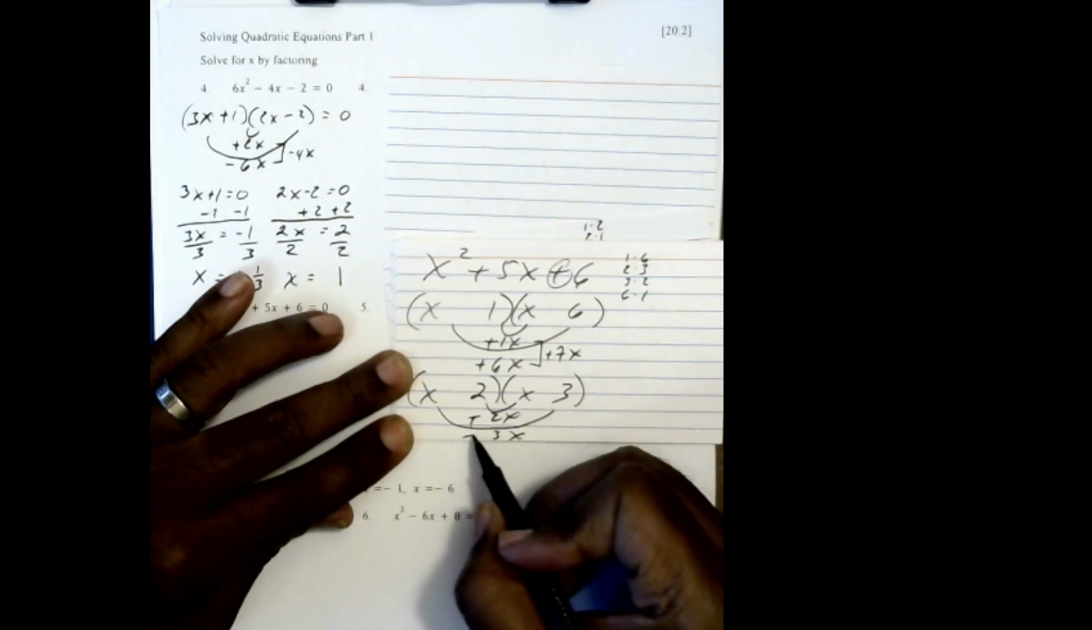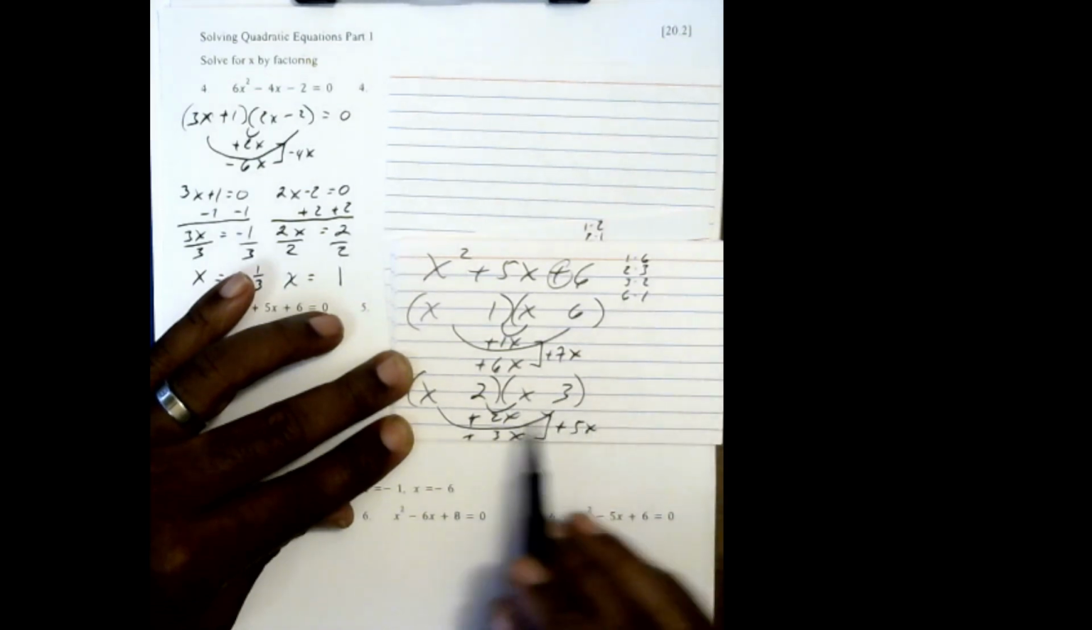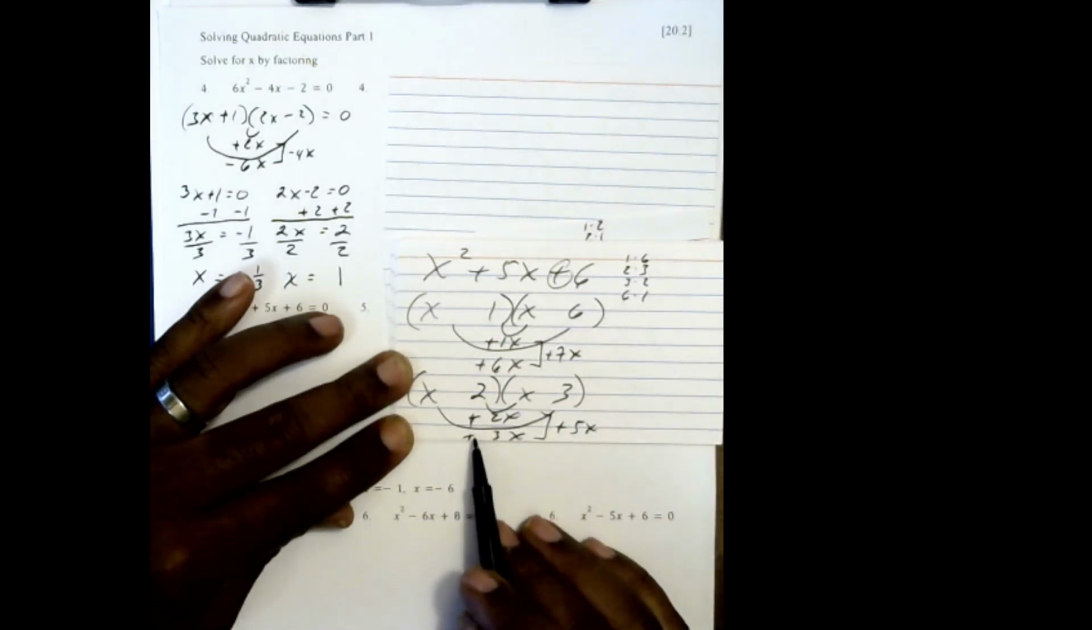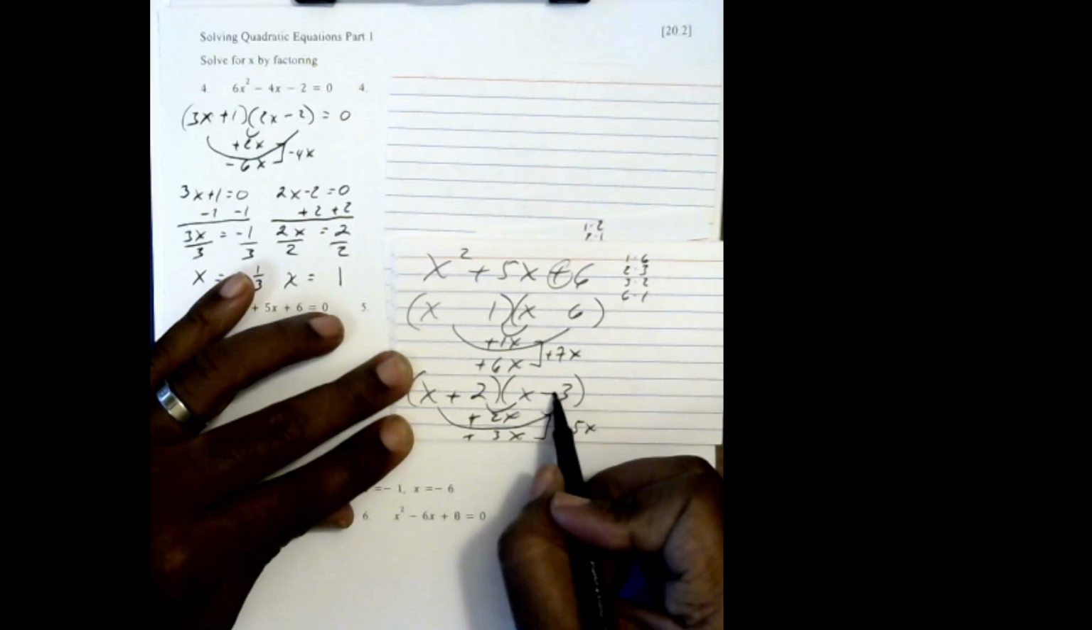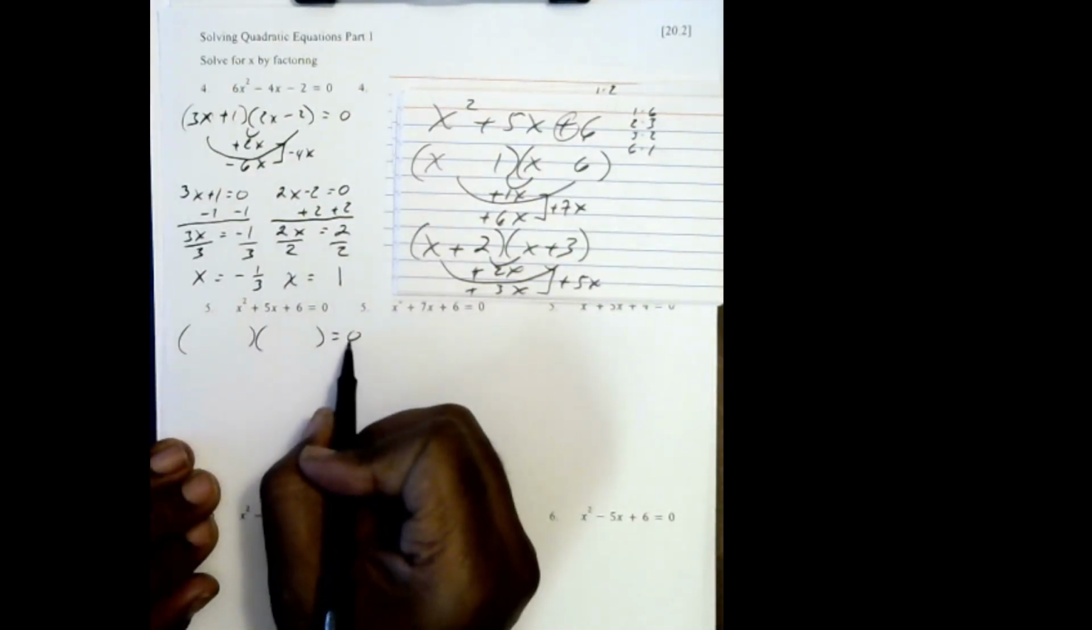Same signs, we'll use positive, and they add up to 5x. So positive first and positive second. Positive here and positive here. So we got it. This is the combination that we need. So let's factor that, set it equal to 0.